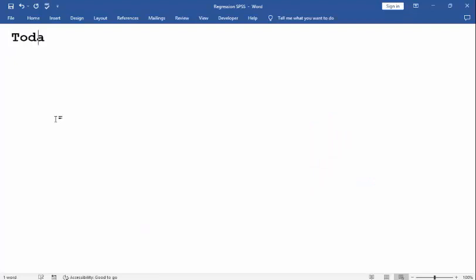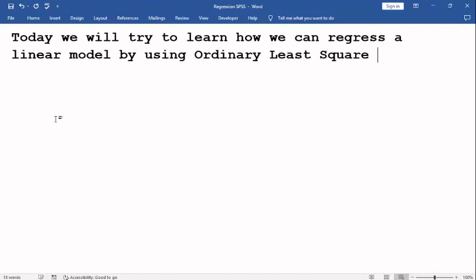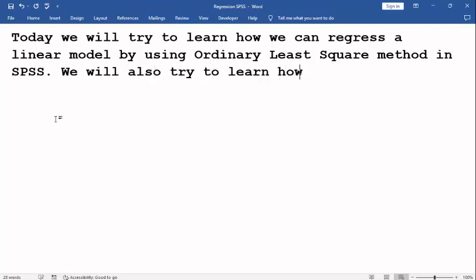Hi, today we will try to learn how we can regress a linear model by using the ordinary least square method in SPSS. We will also try to learn how to interpret the results of SPSS.